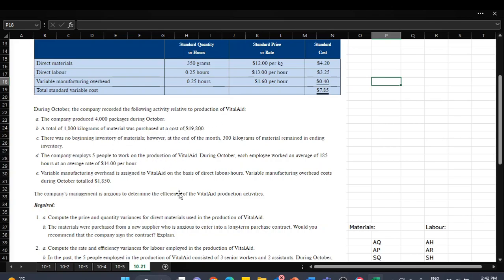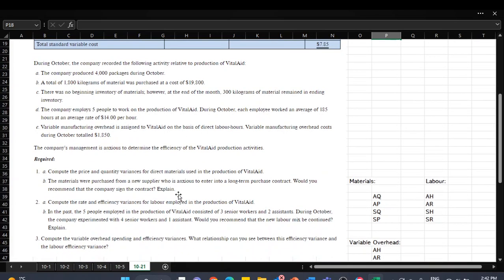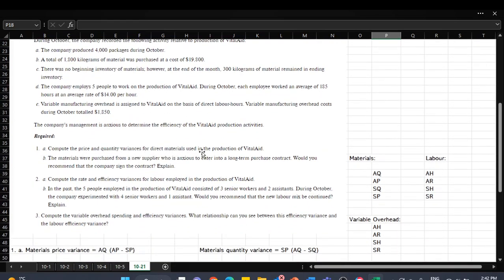So I'm not going to read through all of these just yet. We'll do that as we're pulling information from the question. So we want to compute the price and quantity variance for direct materials, and then we want to comment on what those variances mean. The material was purchased from a new supplier who's anxious to enter into a long-term purchase contract, and we need to recommend if the company should go ahead with that.